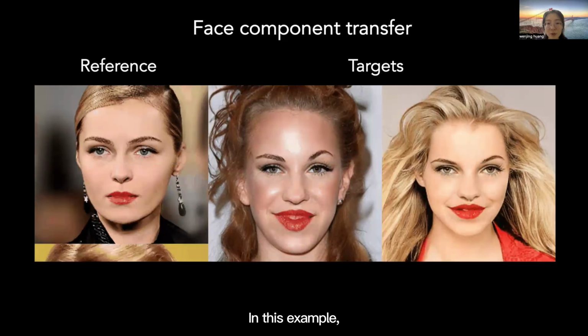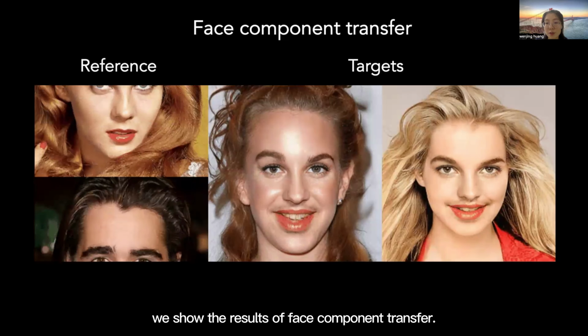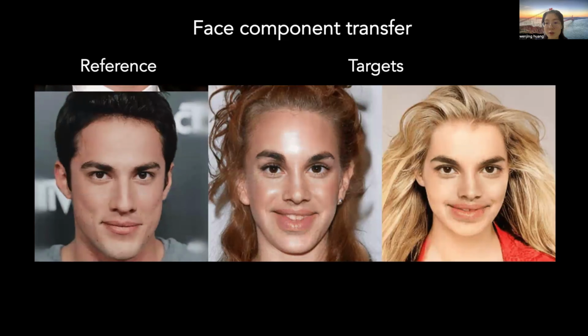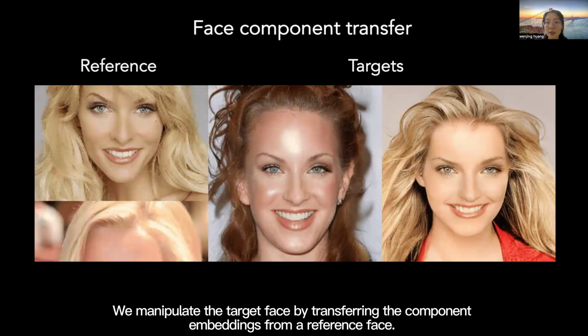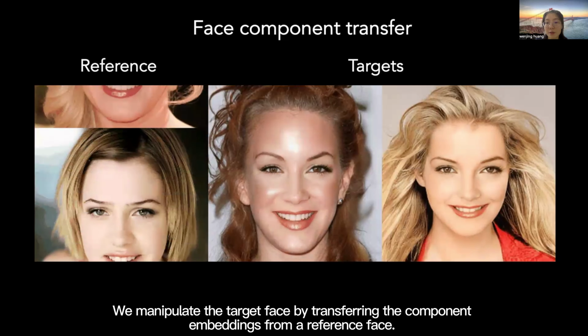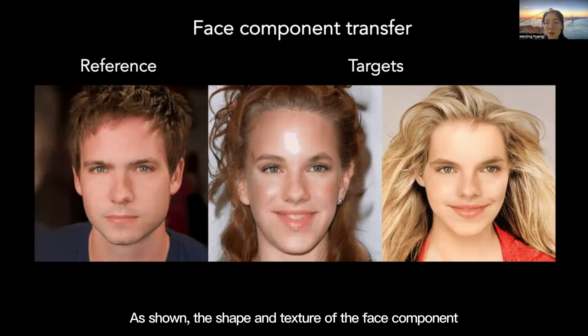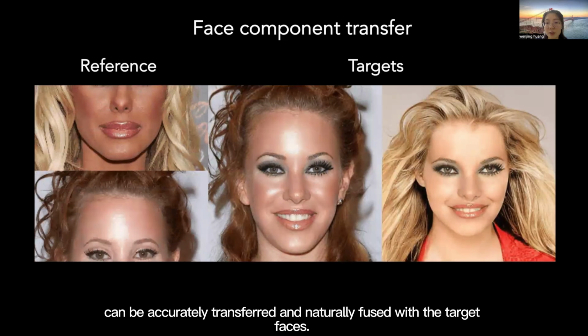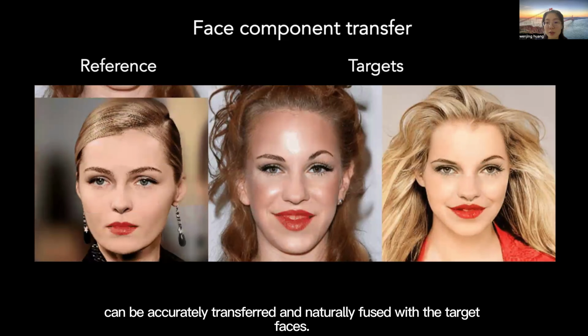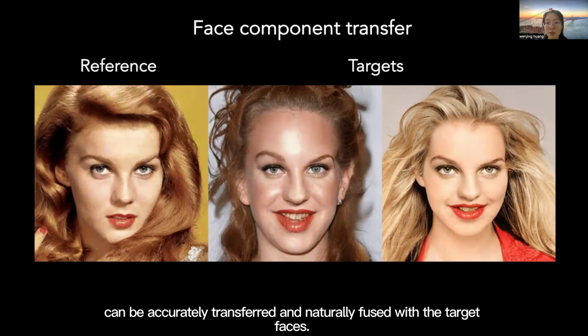In this example, we show the results of face component transfer. We manipulate the target face by transferring the component embeddings from a reference face. As shown, the shape and texture of the face component can be accurately transferred and naturally fused with the target faces.